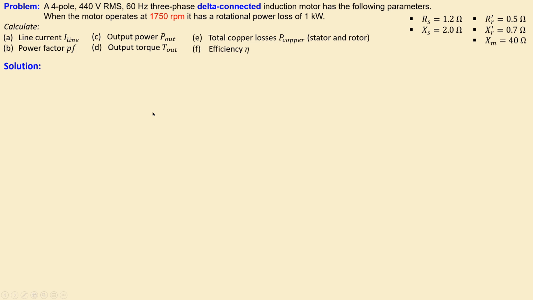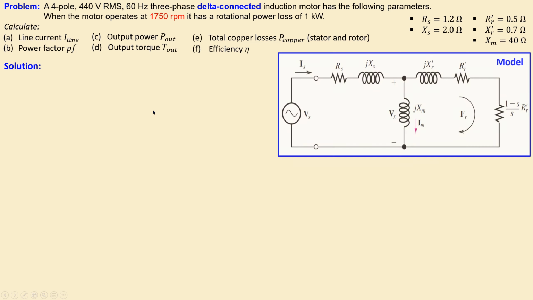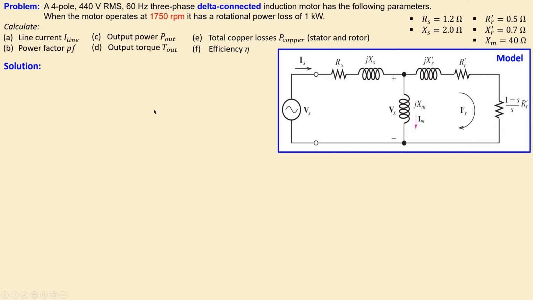So let's look at our calculation step by step. Before we move on, of course, we always start with our model for our induction motor. And for the line current, the first one, we know it is related to the phase current. Since this is a delta connected induction motor, the phase current will be different than the line current, so we need to consider that. And we have here also the phase voltage.